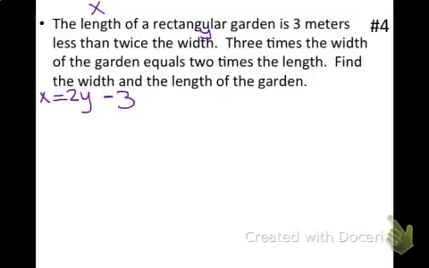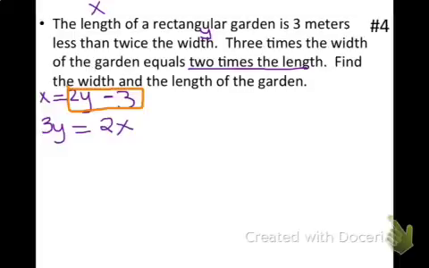The second thing says that 3 times the width, so 3 times y, equals 2 times the length, so that's 2x. Now we have to find the width and the length of the garden, so we're going to have to find both. Okay, so for this one, you can solve for y. I'm going to use substitution again, but you can choose which method you want to use.